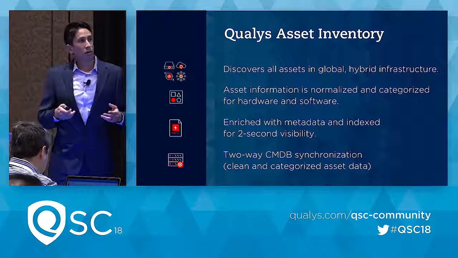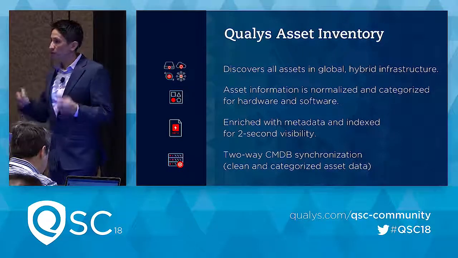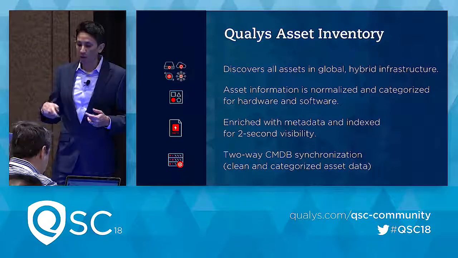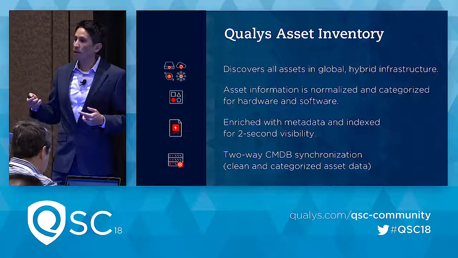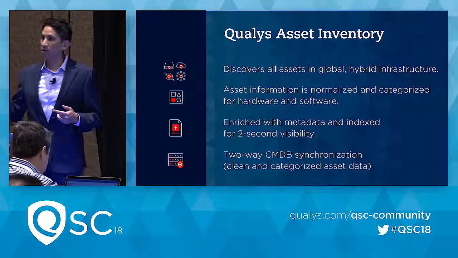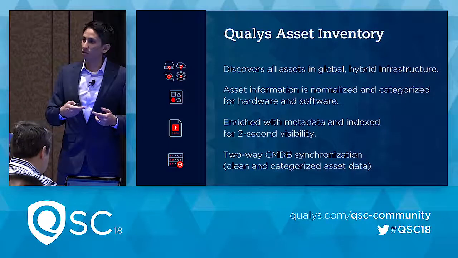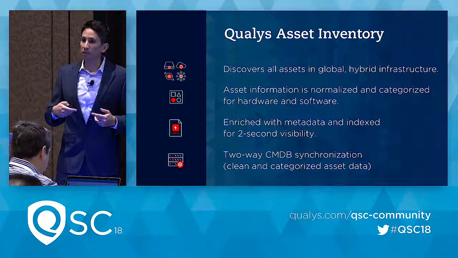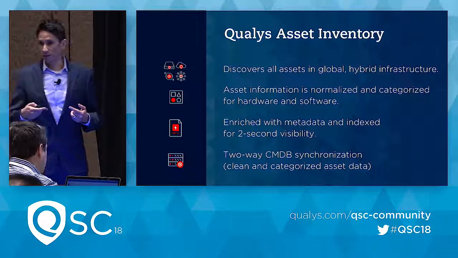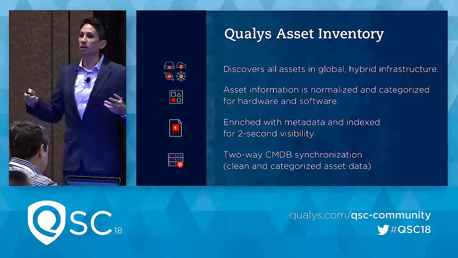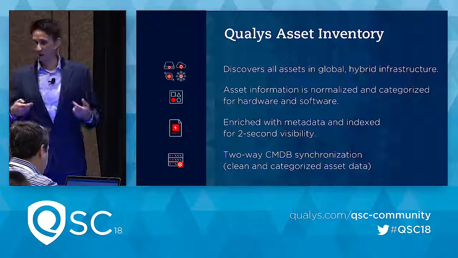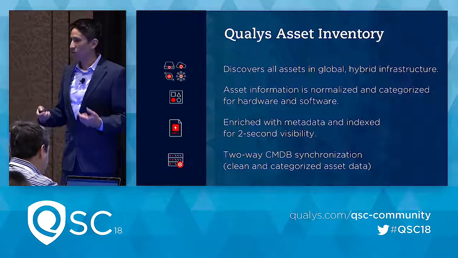And then, of course, we index this for 2-second visibility on our UI. You can use the dashboards, but you can also do a two-way CMDB synchronization, which means we can pull assets that you created as part of your internal lifecycle from your CMDB to Qualys, and then trigger scan. And then you can also push back this rich data set to your CMDB. So the holy grail of CMDB is I want a complete, continuous, categorized, clean data on my CMDB. This is what everyone that is building a CMDB really wants.